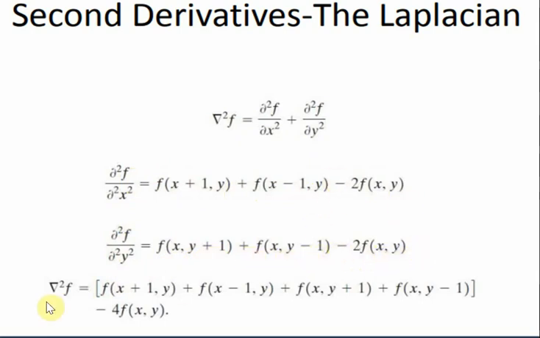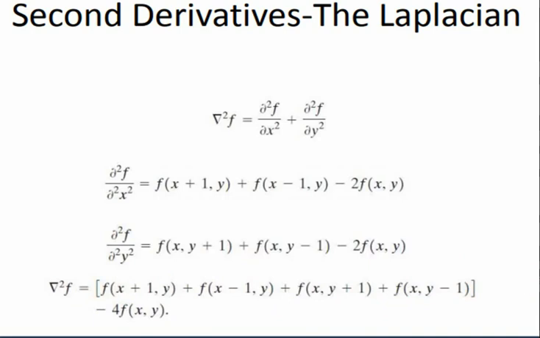Add these two, then you get the Laplacian operator del square f: f of x plus 1 comma y, plus f of x minus 1 comma y, plus f of x comma y plus 1, plus f of x comma y minus 1, minus 4 into f of x comma y. That means f of x comma y is multiplied by minus 4, and these four are the 4 neighbors of f of x comma y, which are multiplied by the coefficient 1.